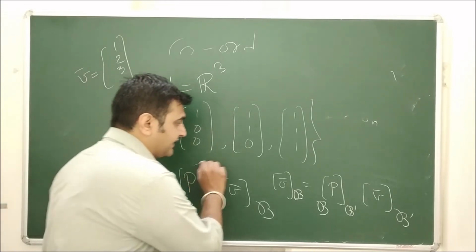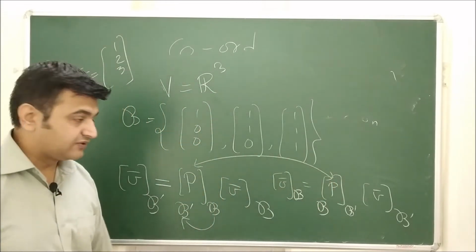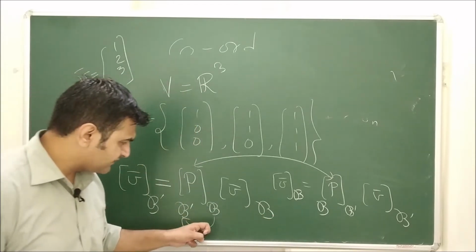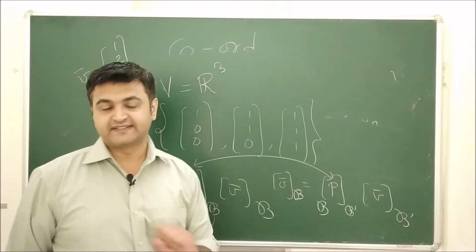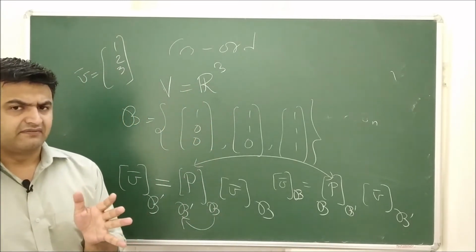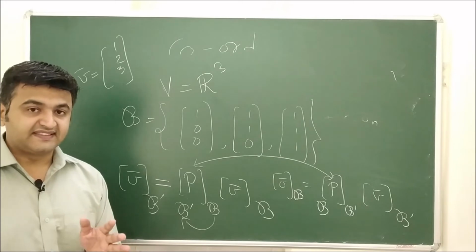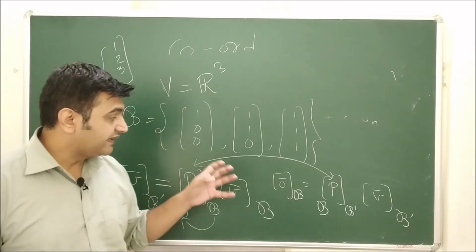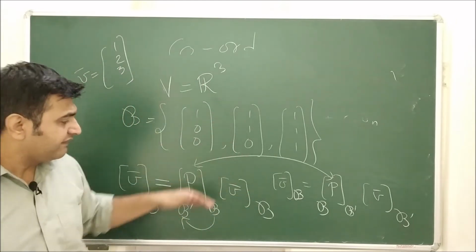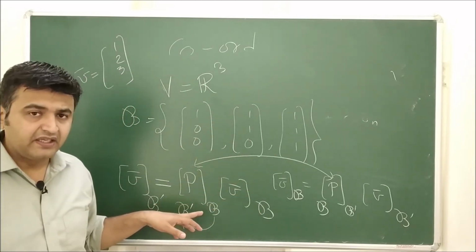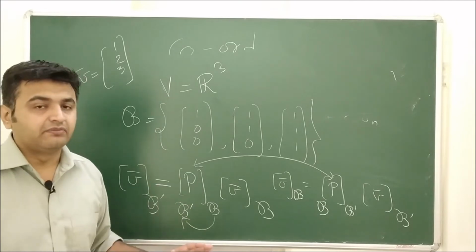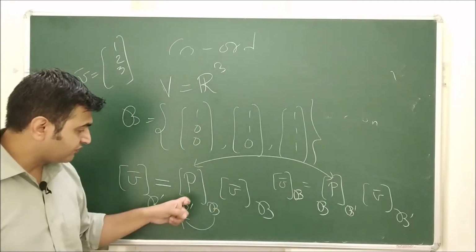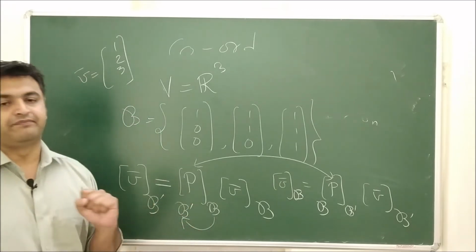Okay, and there is a nice relation between these two. Actually, this matrix is the inverse of this matrix, or this matrix is the inverse of this matrix. Now one can ask whether the inverse exists. The answer is yes, the inverse will definitely exist. Why so? You will understand by the way we are arriving at this matrix P, we will see that it's actually invertible, and the matrix from B prime to B is nothing but the inverse of the matrix from B to B prime.